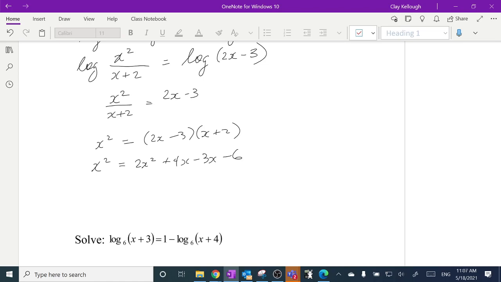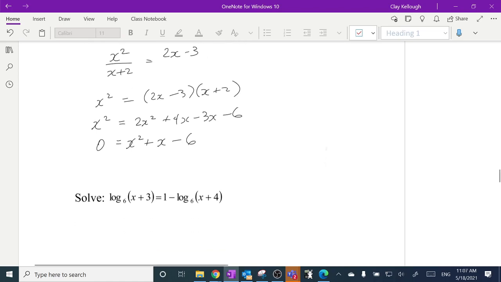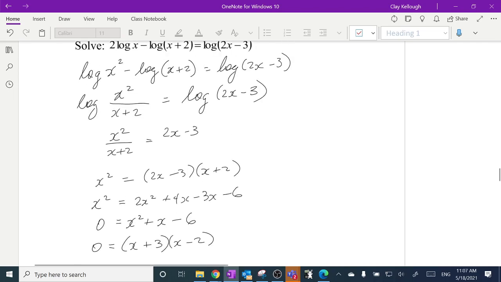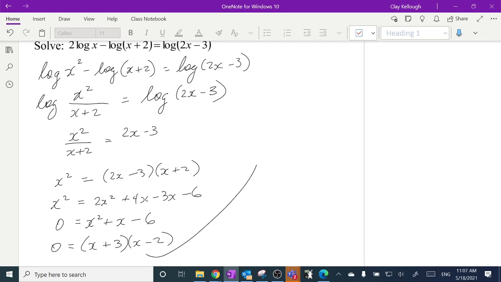I'm going to move this x squared to the other side so that I have 1x squared plus x minus 6. Then I'm going to ask myself, can I factor that? I most certainly can. It's plus 3 and minus 2. So that gives me two answers, and I'm going to check to see if they're right. So x is equal to negative 3, and x is equal to positive 2. Are both of those numbers really answers? Let's check.